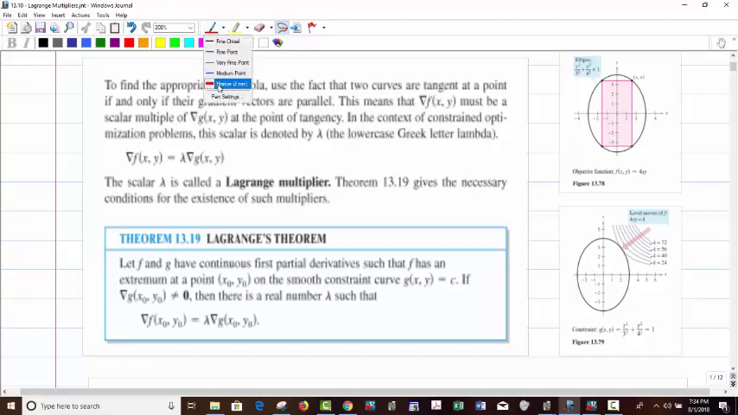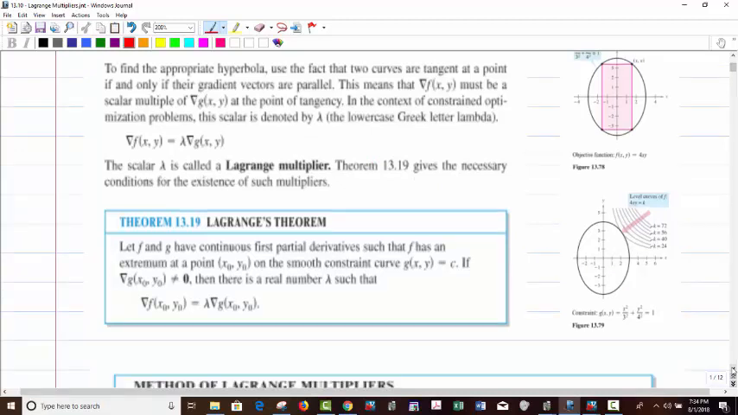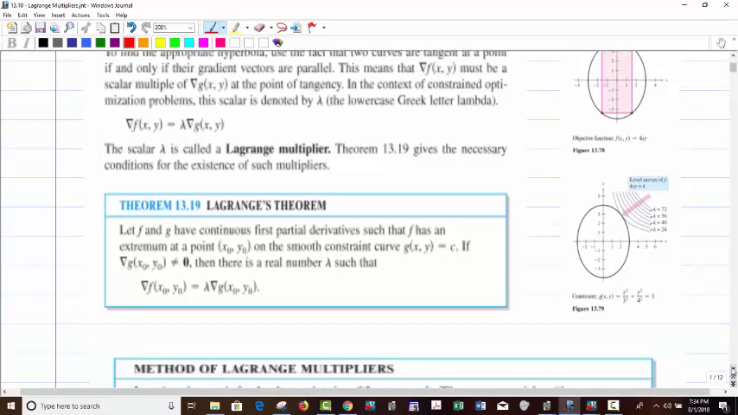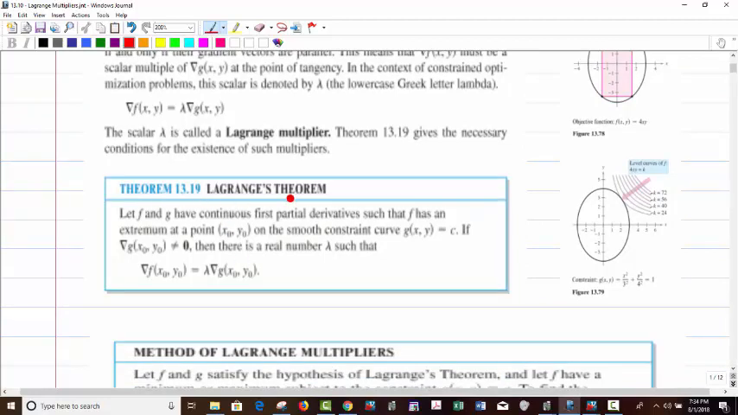So what we're saying here is we now have this extra equation that says the gradient of f will equal this scalar value called lambda times the gradient of g. And like I said, that gives us an extra equation to help us solve for the values we need for x and y. And we'll see the method here in a minute. So there's the Lagrange theorem, that says there exists a real number lambda such that the gradient of f at that point x0, y0 will equal lambda, a multiple of the gradient of g at x0, y0.